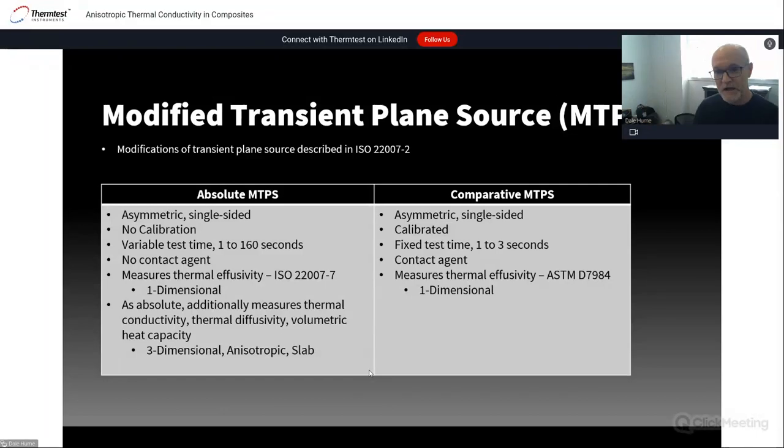So the other version of the MTPS being a comparative approach, it is asymmetric, so single-sided. The reason why it is calibrated is due to the configuration, the construction of that. We'll show you a little bit about that. It does have fixed test times. The test times are fixed because that's part of the calibration.